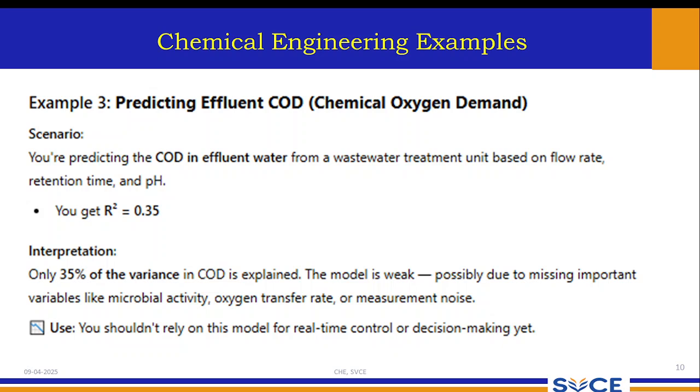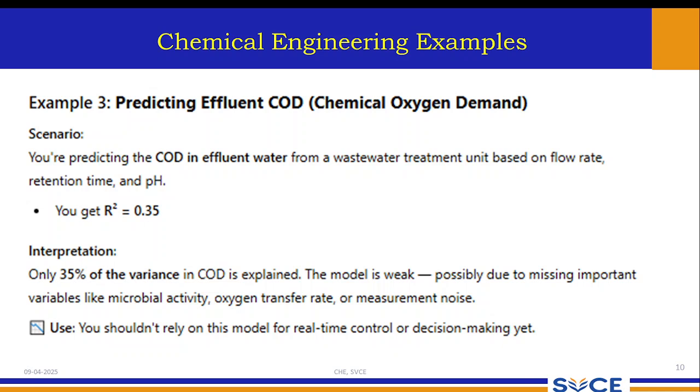And coming to the third example, predicting the effluent chemical oxygen demand. You are predicting the chemical oxygen demand in effluent water from a wastewater treatment unit based on the flow rate, retention time, and pH. Here, in this case, the coefficient of determination, that is R square, has been found to be 0.35 only. So what is wrong in this model? 35% of the variance in COD is explained. This model is weak. Obviously the R square value is low, close to zero, which is less than the mean, as we have seen.